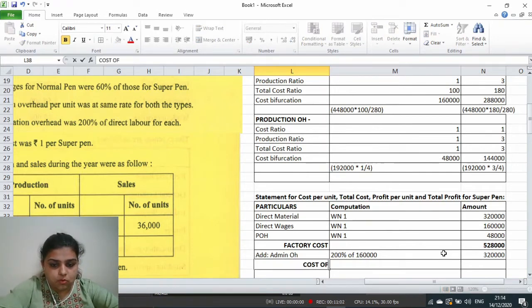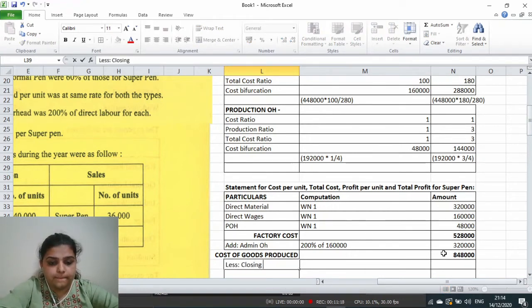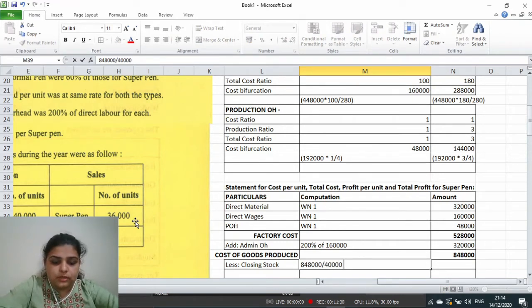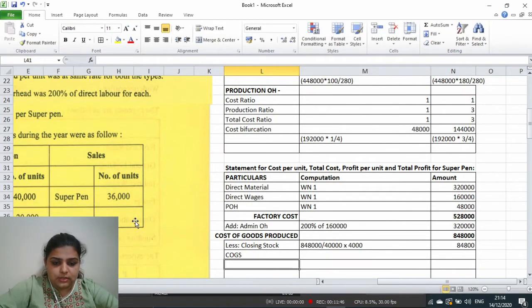What we get is the cost of goods, that is 8,48,000. Next, what I'm going to do, I need to deduct the closing stock. Closing stock is 40 minus 36, that is 4,000 units. So if 8,48,000 is the cost for 40,000 units, what would be the cost for 4,000 units? That would be 8,48,000 divided by 40,000. You could have directly divided it by 10 without using the calculator.